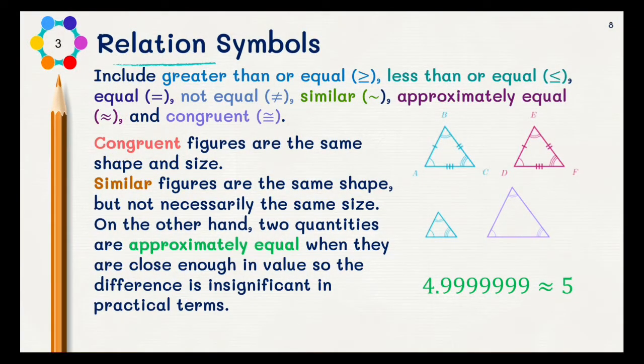The third is relation symbols. We have here greater than, with that symbol. Less than or equal, with that symbol. Equal, not equal, similar. Then approximately equal with this symbol. And then we have congruent. When we say congruent, it's the same shape and size. So like this too.